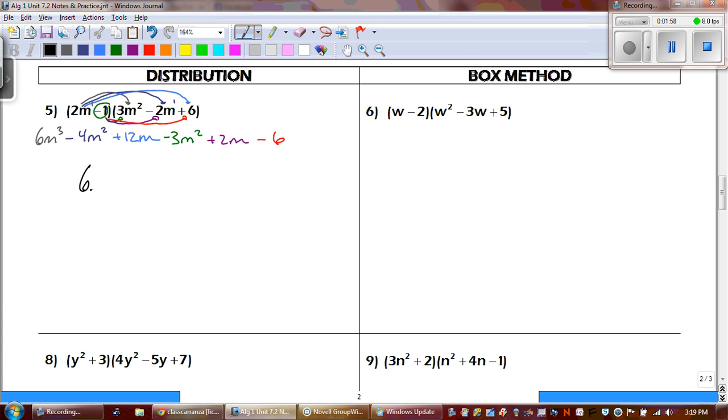Now the 6m cubed is the highest term, so that goes first. And now my negative 4m squared and negative 3m squared, when we combine those together, we get negative 7m squared. And then I have 12m and 2m. When we add those together, we get 14m. Remember, when you're adding, you don't add the exponents. And then we're left with the negative 6. Okay? So our final answer is 6m cubed minus 7m squared plus 14m minus 6.